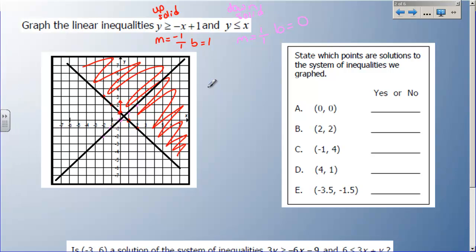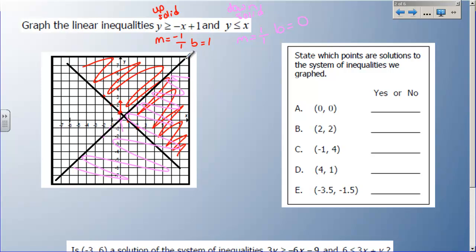And this time I need to shade. And again, I have to shade. But now I'm going to shade down because it is less than. So if I started at my y-intercept, I want to shade everything in this direction. So now I'm going to shade everything underneath my line. The part of the graph where the two shaded regions overlap is where my solutions are.